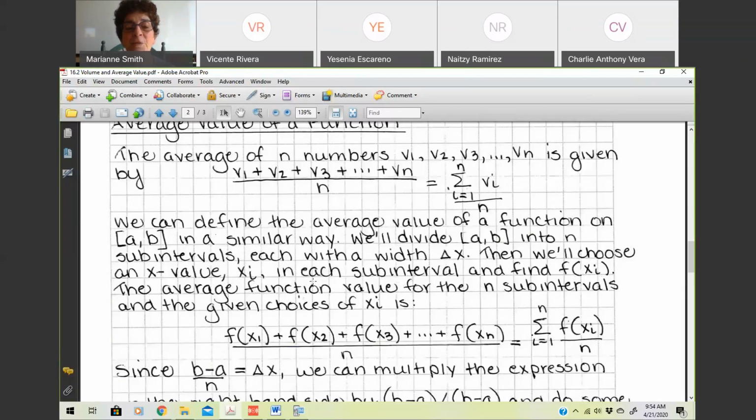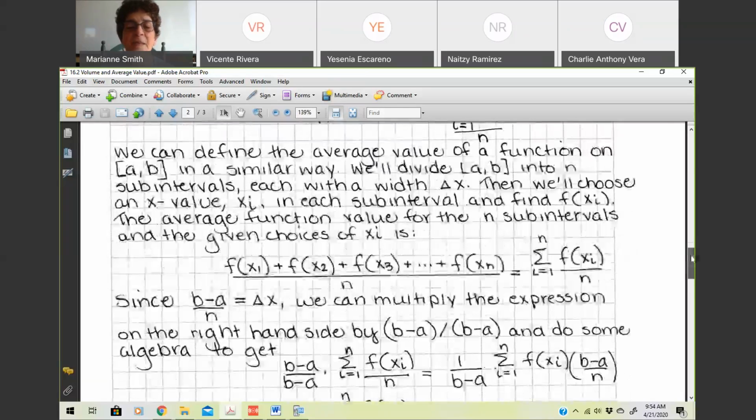Okay? So the average function value then on those n subintervals could be thought of as this. Remember, these are y values. You want the function value, right? So f of x sub 1 plus f of x sub 2. And again, these are y values in each of the subintervals. Okay, so we wind up with this expression. Again, the sum as i goes from 1 to n of all these f of x sub i's divided by how many there are.